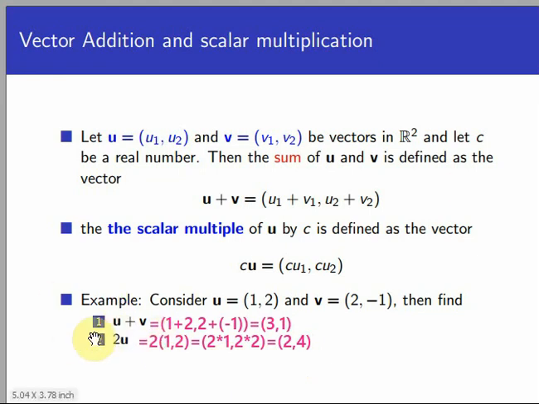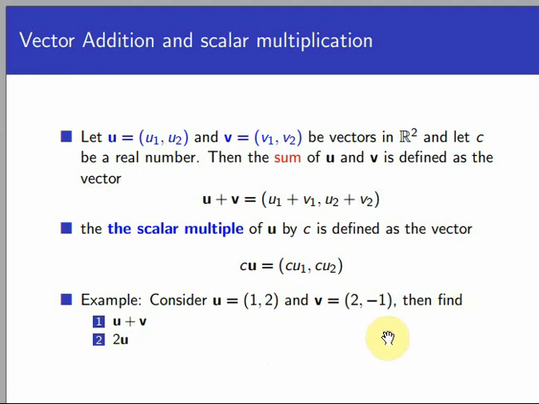Here u plus v equals 1 plus 2, which is the first element of u plus the first element of v, and 2 plus minus 1, equals (3, 1), and 2 times u equals (2, 4) jechuudha.